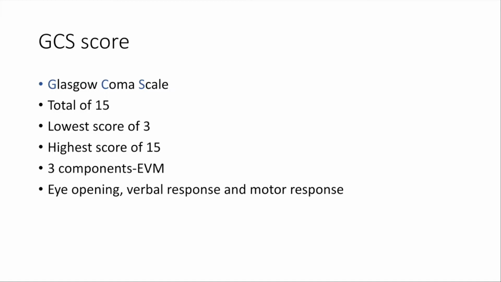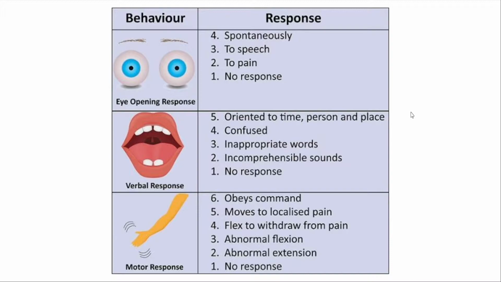It has 3 components, E, V, and M. E stands for eye opening, V stands for verbal response, and M stands for motor response. So these 3 things are individually scored, and then the total gives you your GCS score or your Glasgow Coma Scale score. So this is just a brief pictorial overview of what the GCS score represents. So you have eye opening, verbal response, motor response. Eye opening has a score of 4, verbal response a score of 5, motor has a score of 6. Very tedious to look at it this way. So let's break it down and make it easy to understand.